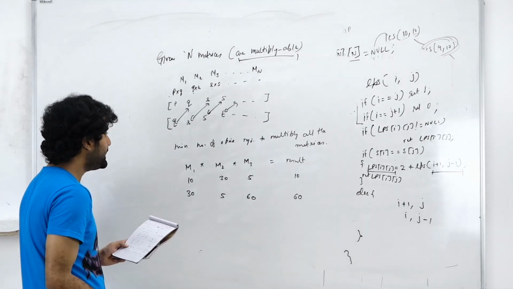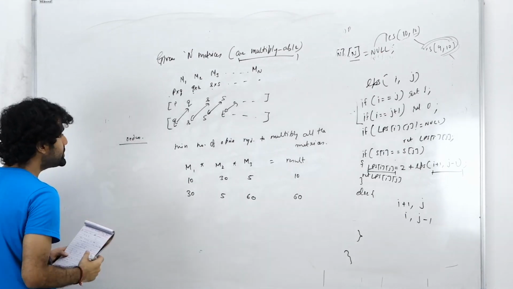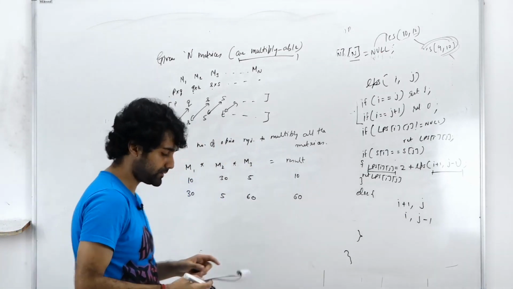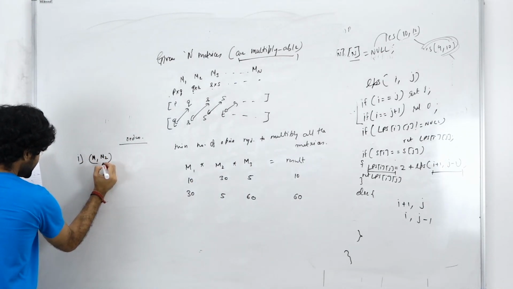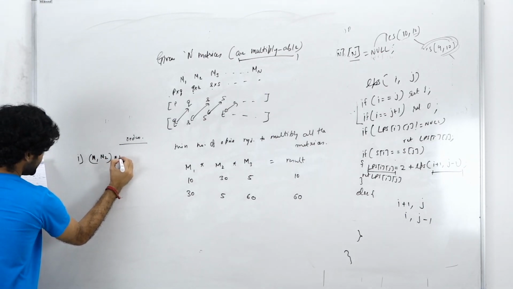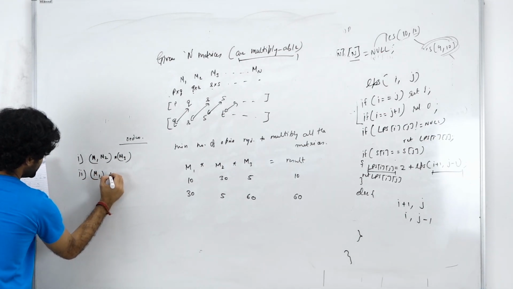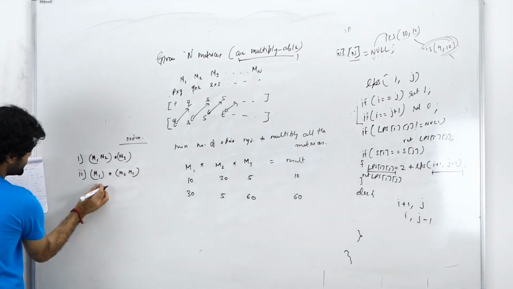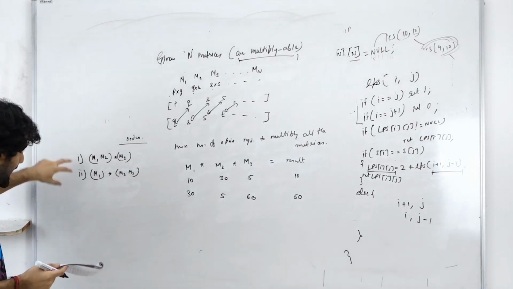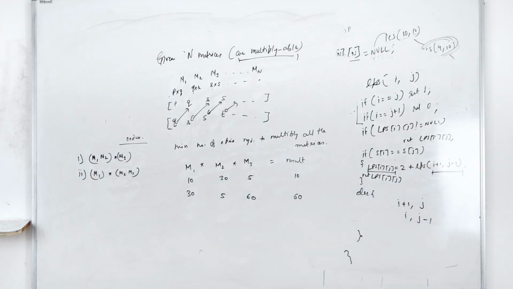There are multiple orders in which the multiplications can be performed. First way is to multiply m1 m2 first and then multiply the result of this with m3. Second way is to first multiply m2 m3 and then multiply the result of this with m1. So are these the different ways or not? Yes or no? They are clearly different ways, because the order of multiplications is different in them.